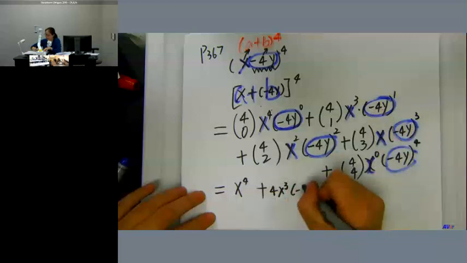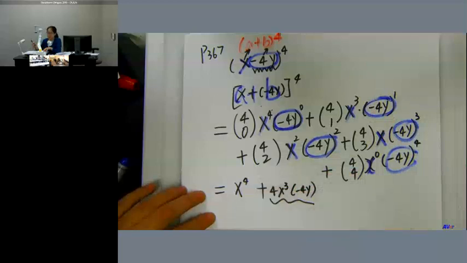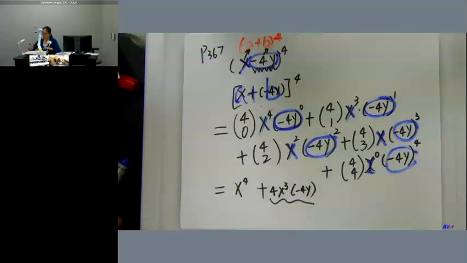Times negative 4y. You still have to continue to multiply that out, okay? If you want to do everything in one step, you can. But I'm going to slow down and do one more step after this.